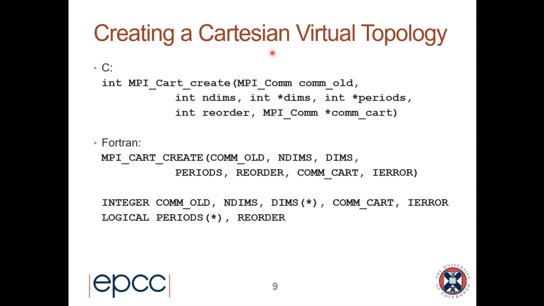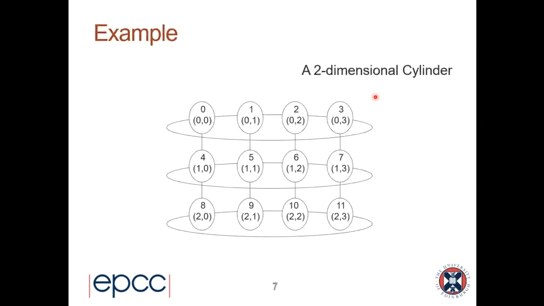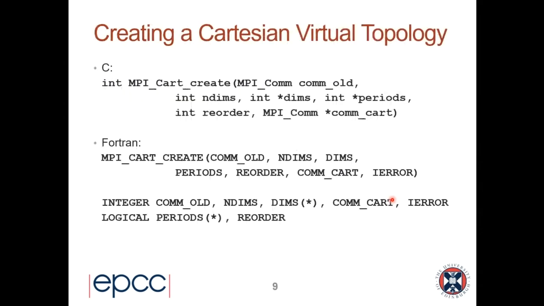So first of all, to create a Cartesian virtual topology, it's called MPI_Cart_create. So what I do is I call MPI_Cart_create, which is to create a Cartesian topology. I give it an old communicator, which would normally be, say, MPI_COMM_WORLD. I give it the number of dimensions, which previously was 2. I give an array of dimensions, which was 3 by 4. I give it an array of periodicities, which in that example is 0 or false and 1 or true for the first and the second dimension. I tell it if it's allowed to reorder.